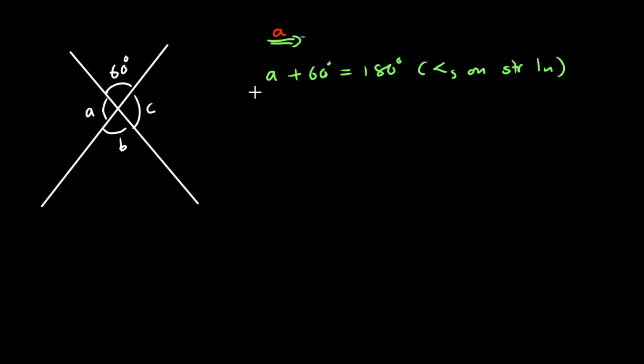So what do I do to solve for A? Make sure that this goes to the other side. You isolate that A. That's solving for A. 180 degrees minus 60 degrees. Remember, when you cross the equal sign, the sign changes. Watch other videos for that if you are confused. A is equal to 180 subtract 60. We get 120 degrees. That's cool. Now I have my A here, 120 degrees.